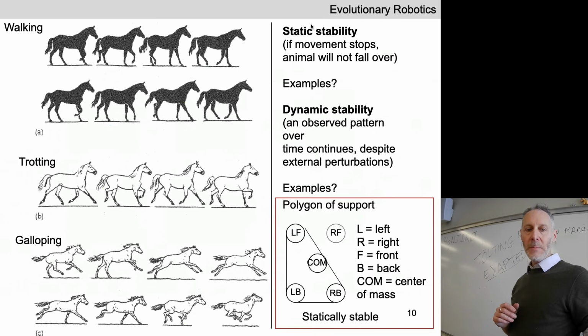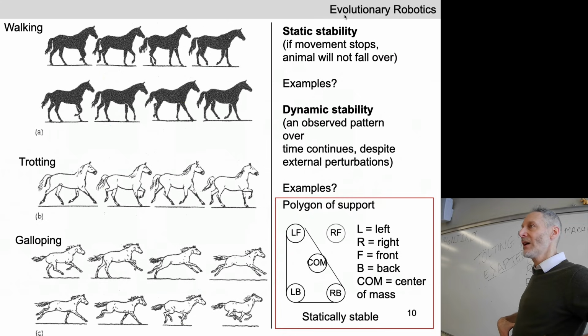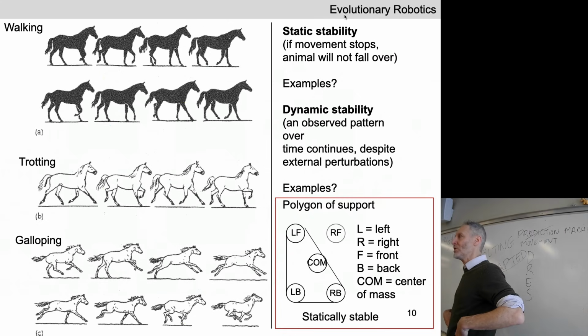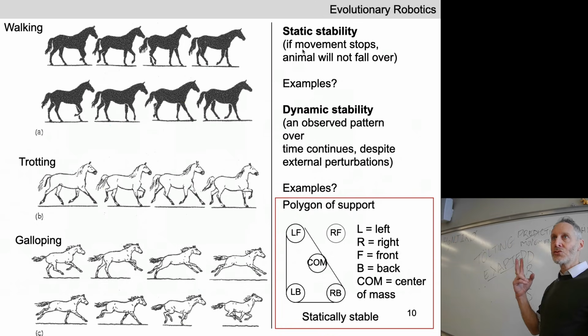When we're walking, most of our weight tends to be over our stance foot, the one that's on the ground. As we step with our other foot, we shift our center of mass over it, and most of the time, if we are to stop moving while walking, we don't fall over. So part of the advantage of human walking is static stability.